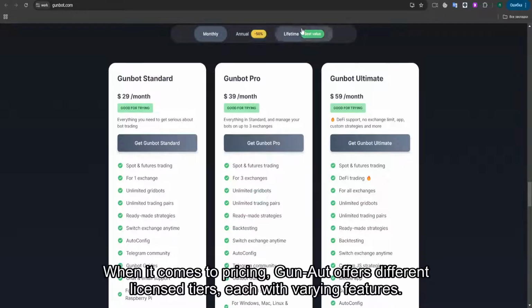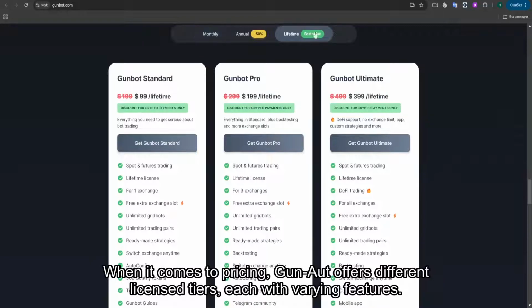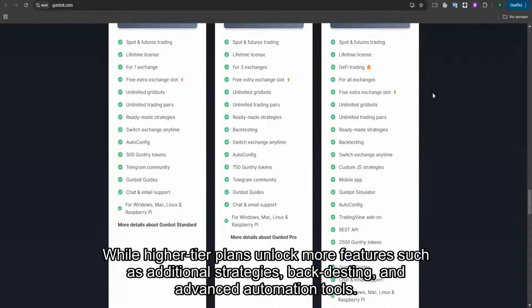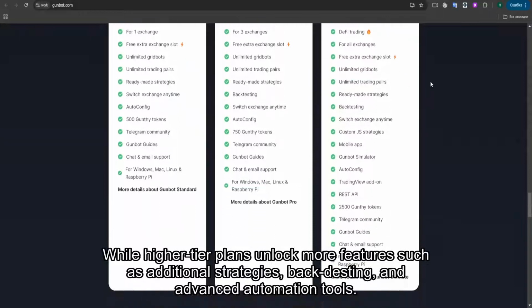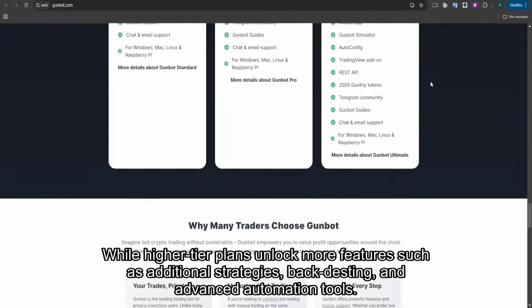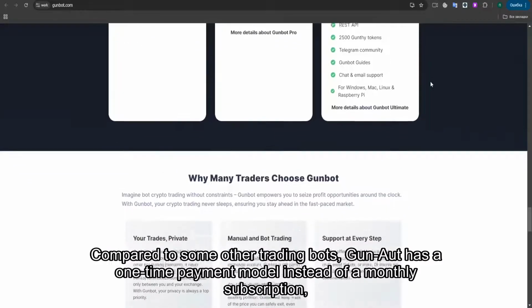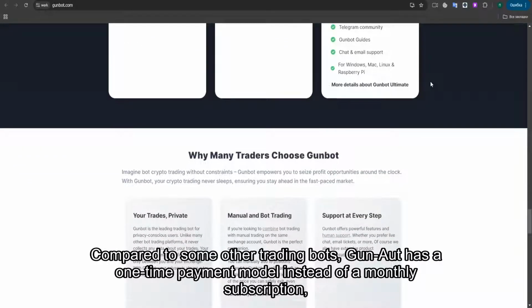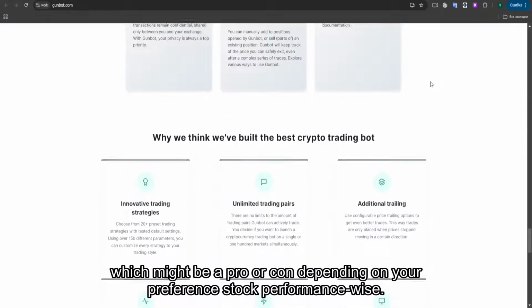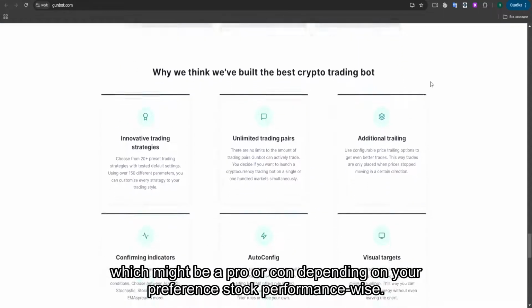When it comes to pricing, Gunbot offers different license tiers, each with varying features. The basic plan provides access to automated trading on a limited number of pairs, while higher-tier plans unlock more features such as additional strategies, backtesting, and advanced automation tools. Compared to some other trading bots, Gunbot has a one-time payment model instead of a monthly subscription, which might be a pro or con depending on your preference.